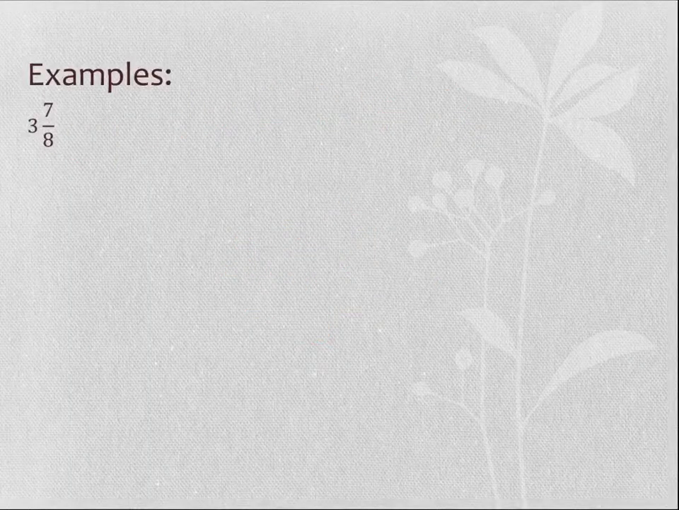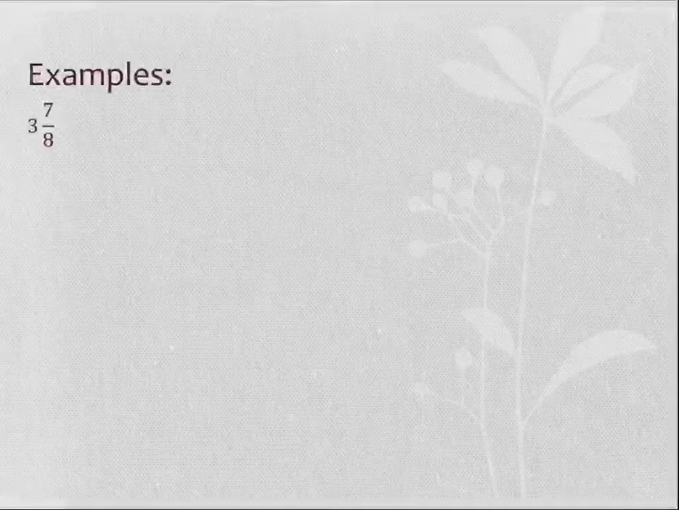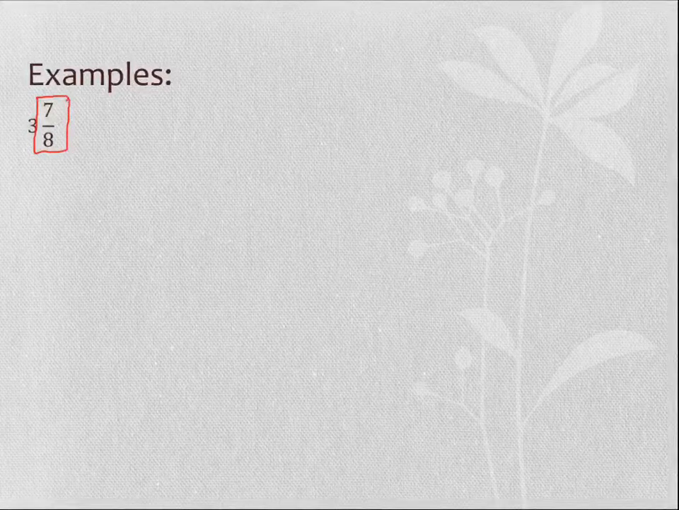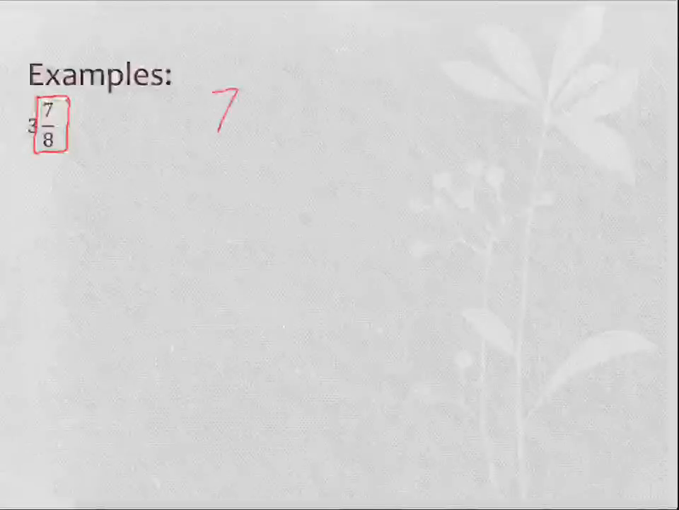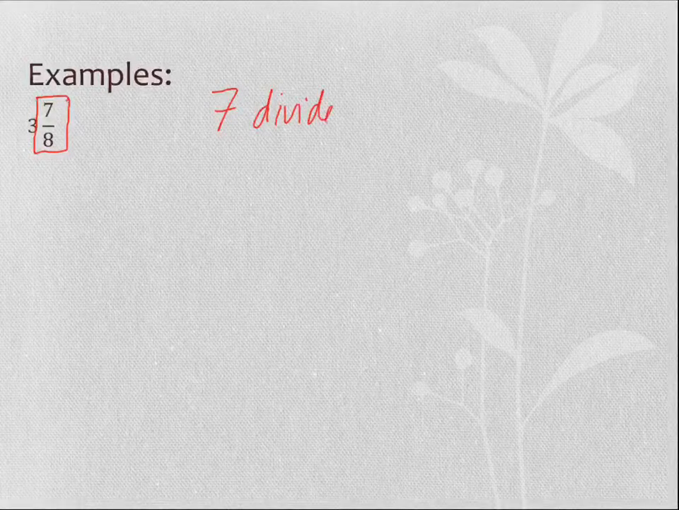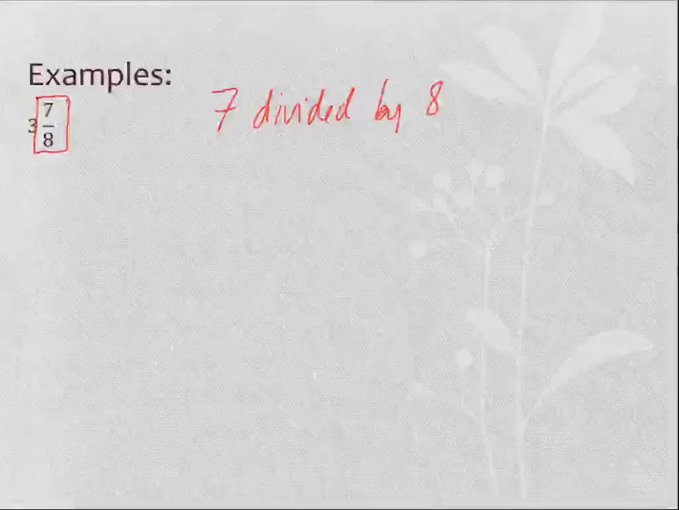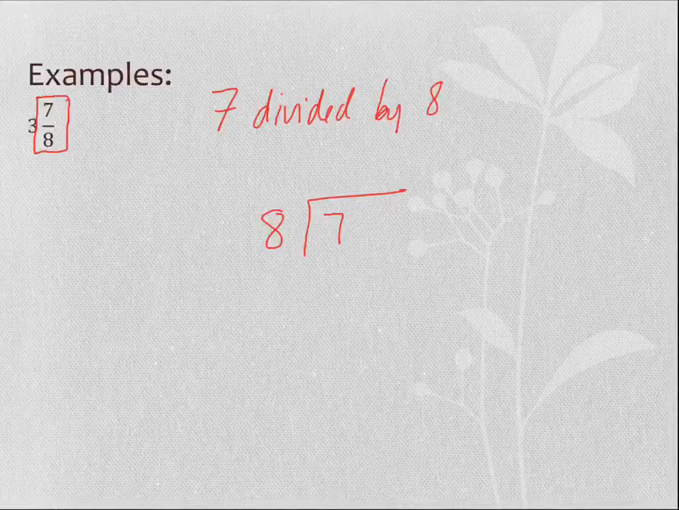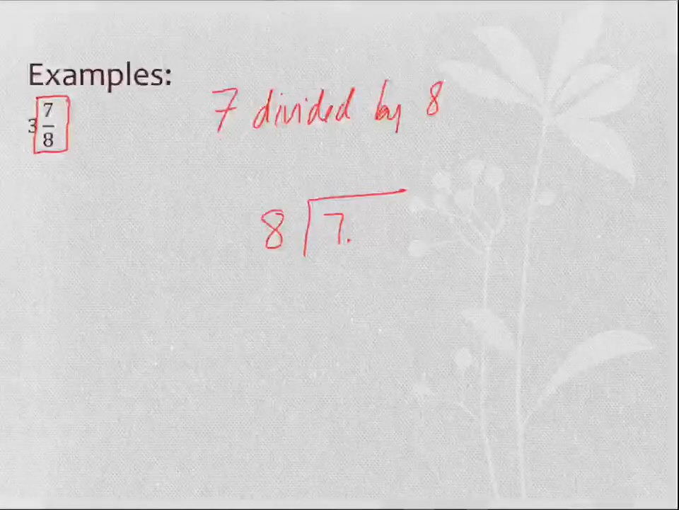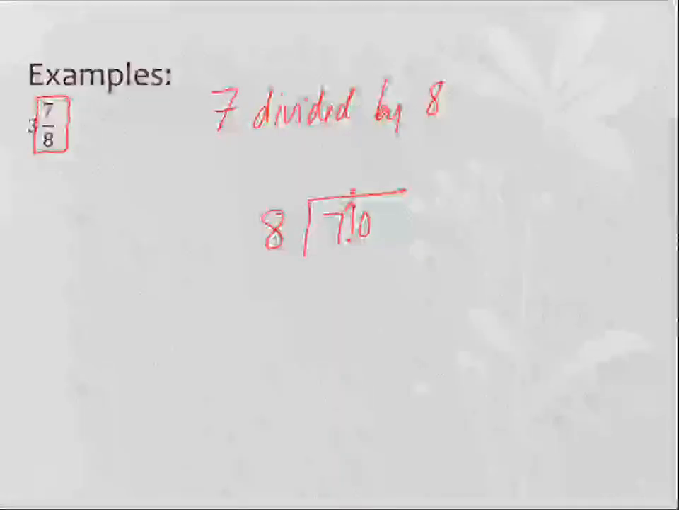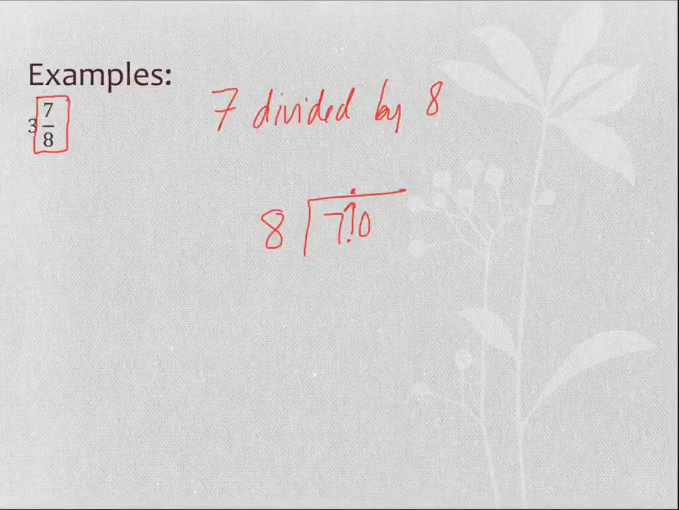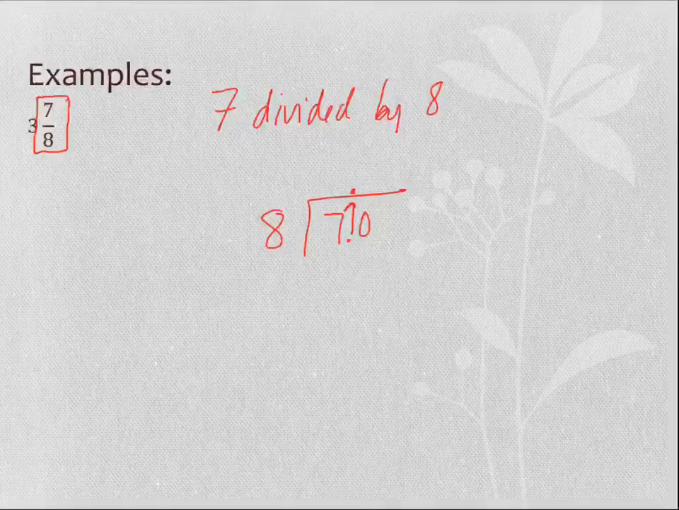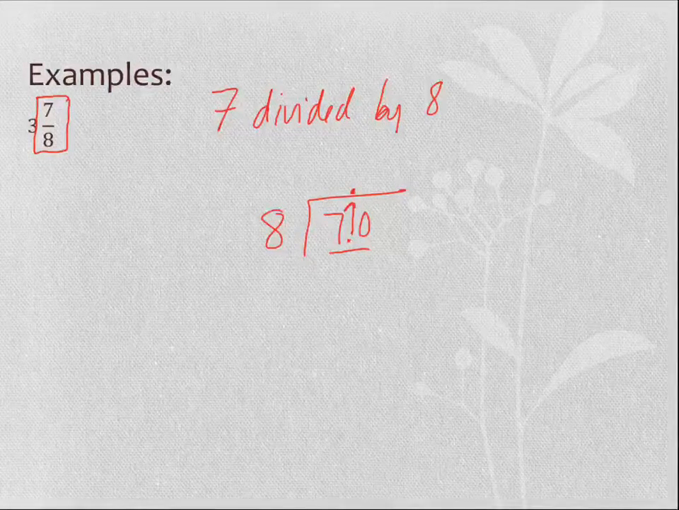Let's look at another example. Here we have a whole number and the fraction 7/8. For now, we can ignore the whole number and just concentrate on this fraction 7/8. This means 7 divided by 8. So it would be 7 divided by 8. Well, 7 is less than 8, so I need to add a decimal and a 0, and I'm going to bring this up. It makes sense that our answer is less than 1 because our dividend is less than our divisor. So now I'm going to look at this like 70 divided by 8.